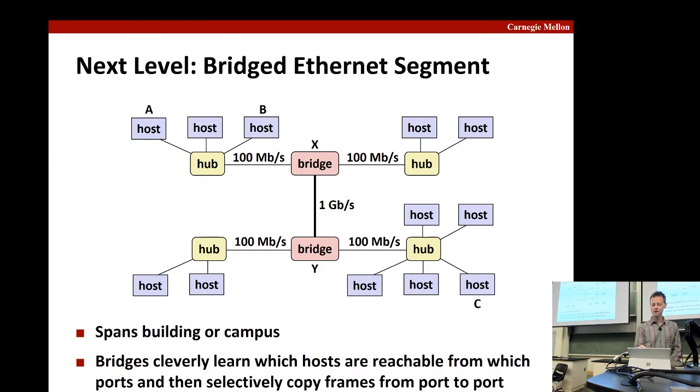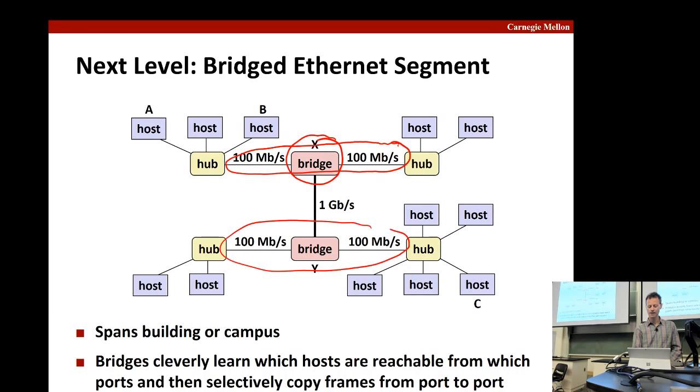So what are one of these bridges? A bridge, like shown here, connects a series of hubs. For instance, this bridge connects these hubs that are all on 100 megabit per second links, and similarly down here. But between these two bridges, we actually have a faster connection, a gigabit per second.